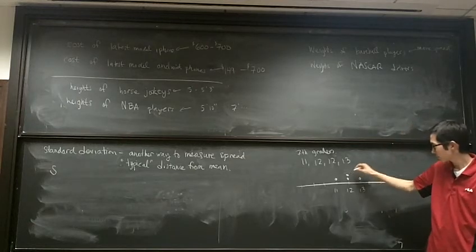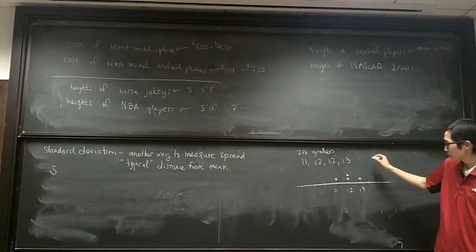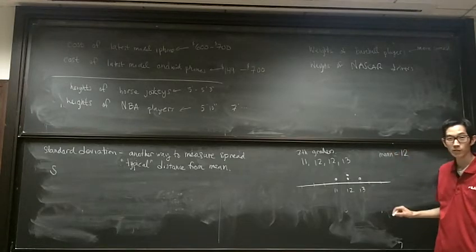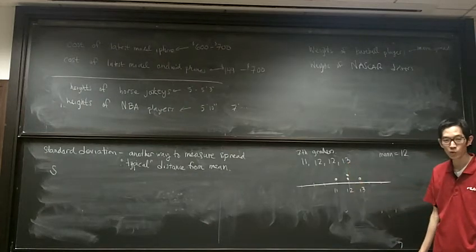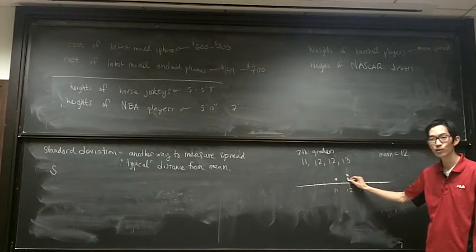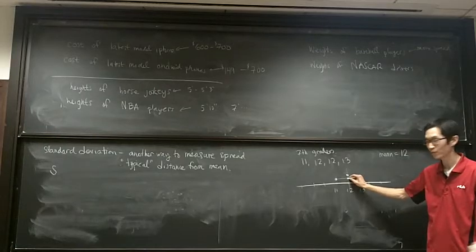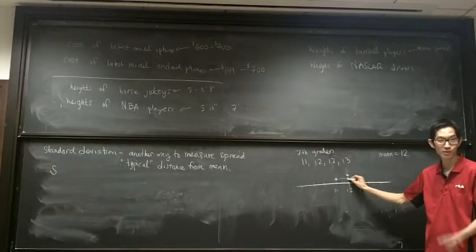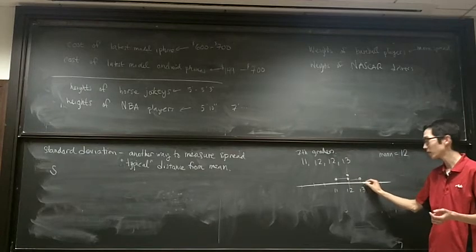Okay. So I've got four seventh graders. These are their ages. So the mean of these four numbers is 12. Okay? So just imagine drawing a line right at 12. How far is this data point from 12? It's one unit away. How far is this one from 12? It's on 12. So the distance there is 0. The distance for this guy is 0.